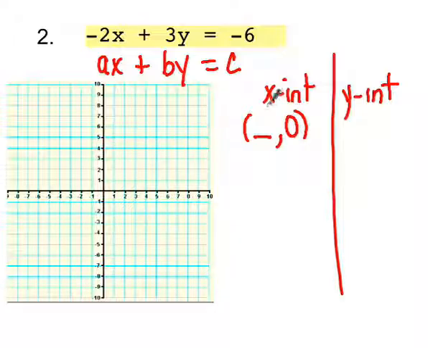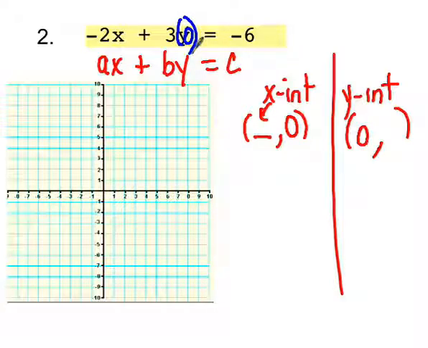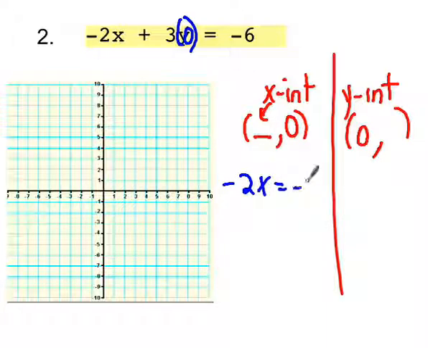And again, the x-intercept we're trying to find, that's when y is 0. Where it crosses the x-axis, y is 0. When the y-intercept, we're trying to find, x is 0. So now we just have to do some substitution. So let's go. Put 0 in for y. So there we go. And solve for x. So we have negative 2x equals negative 6. So x is 3. X-intercept is 3.